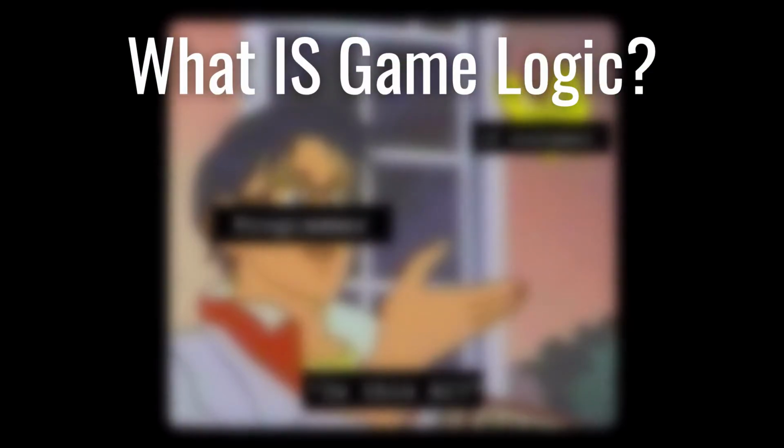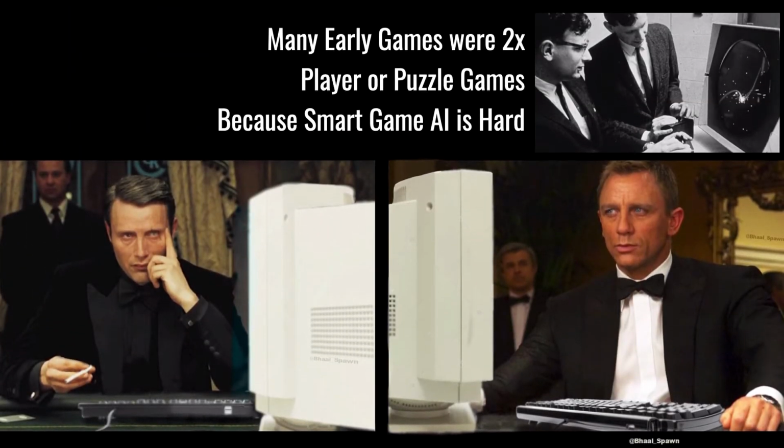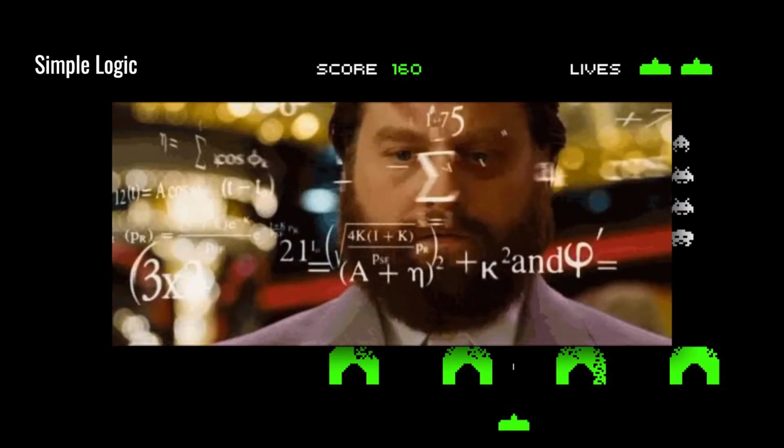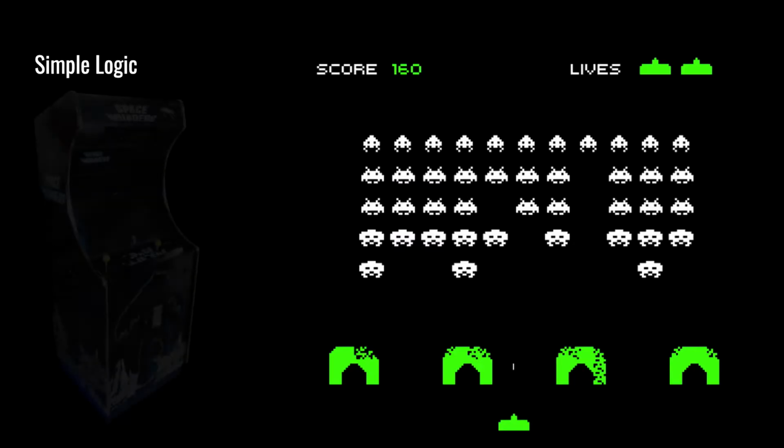Because of the difficulty of game logic, early games were written as two-player or puzzle games. That's because the amount of processor power and space was limited. Even today, many beginner programmers struggle with game logic because they think that game logic needs to be, in quote, AI. But game logic can be very simple.